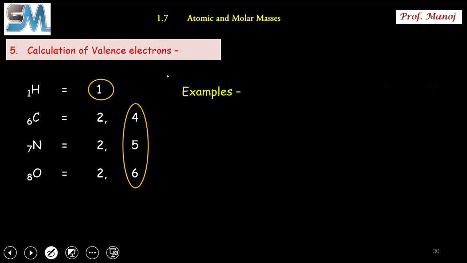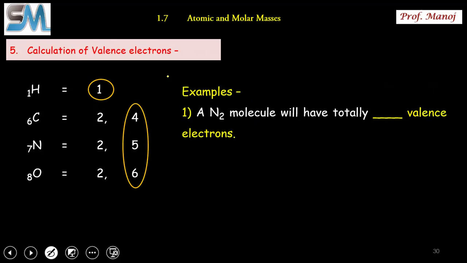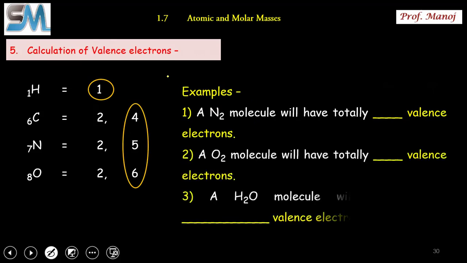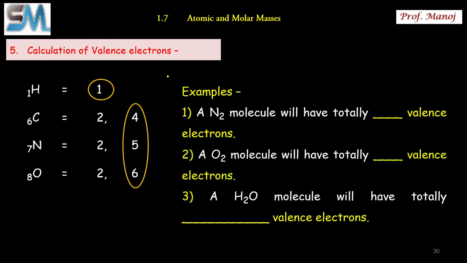Based on this, what kind of question do we get? A nitrogen molecule will have how many valence electrons? Oxygen might have how many? Water might have how many? So now let us come back. Nitrogen, one single atom, has 5 valence electrons. So N2 is going to be 5 into 2, that's 10 valence electrons.